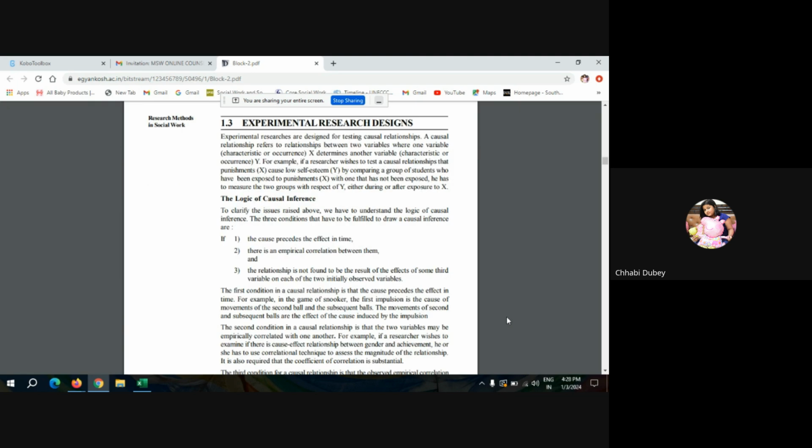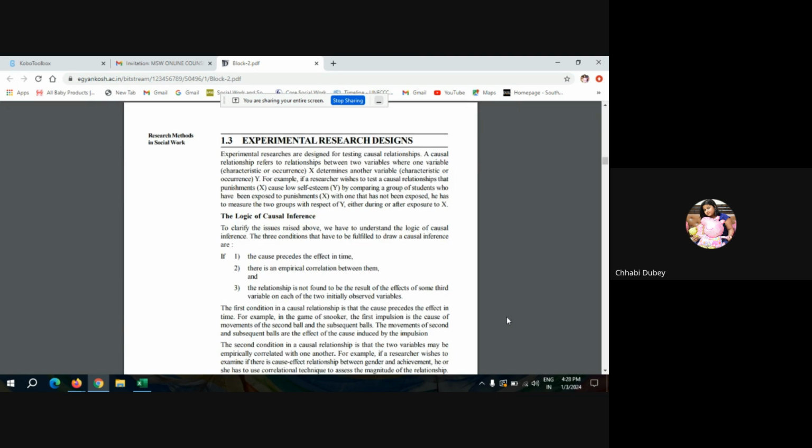After this, we come to the experimental research designs. Now, we have discussed quasi experimental research designs. Now, we will go to experimental research designs. Now, what exactly are experimental research designs? Experimental research, as the name suggests, is designed for testing causal relationships, that is, relationships between two or more variables.